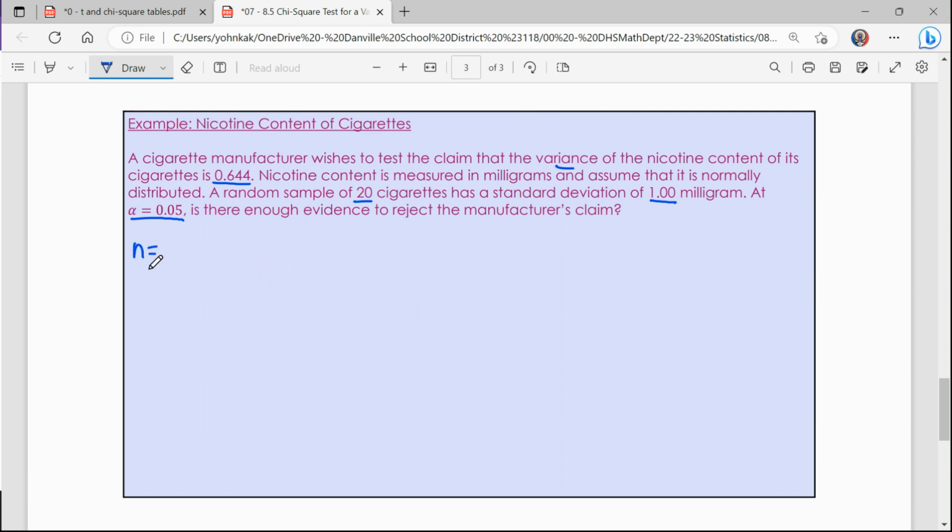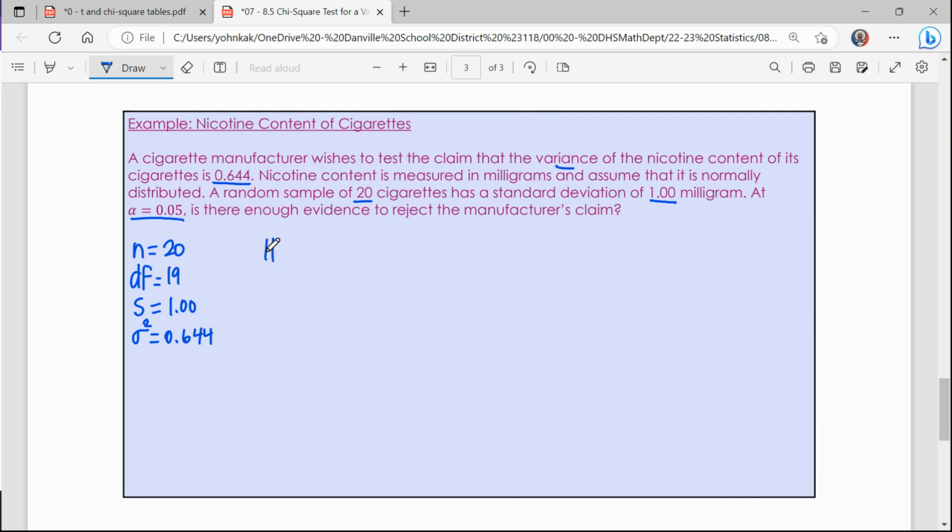So we need an n, a degree of freedom, a standard deviation, and a population standard deviation. Looks like our sample size is 20, which makes our degrees of freedom 19. It tells us that the standard deviation of the sample is 1.00. And then it tells us that the variance of the population is 0.644. So I'm going to put a square here and 0.644.